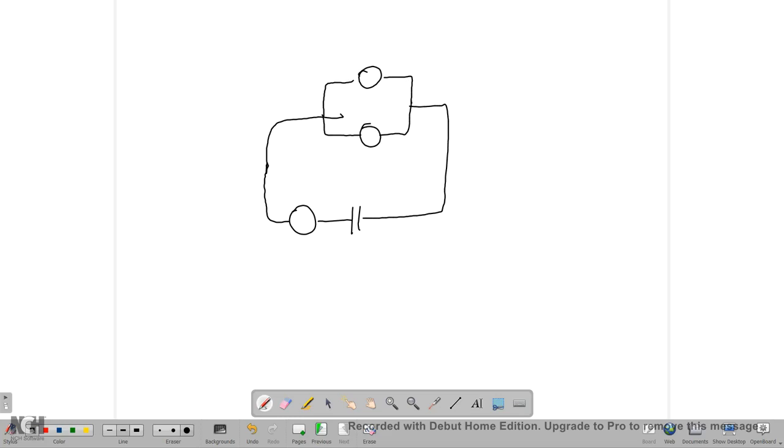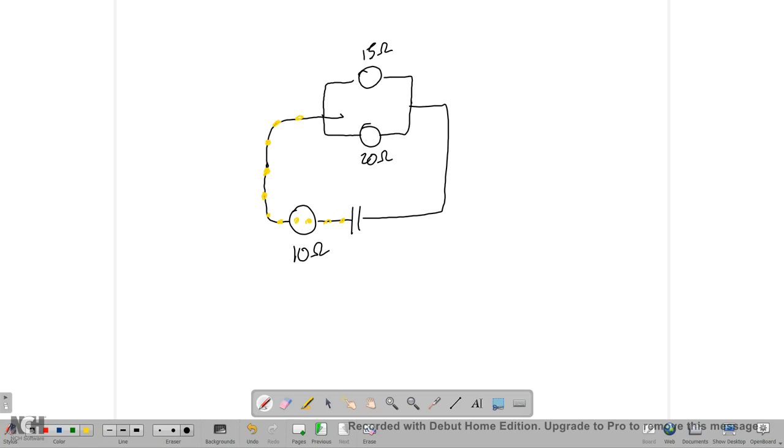Okay. So this would be the 10 ohm bulb, this would be the 15 ohm, and this would be the 20 ohm bulb. Okay. So basically what's going on here is the electrons are going to leave this battery, and they have to travel through the 10 ohm light bulb, and that's why that one is in series. It has to go through that.